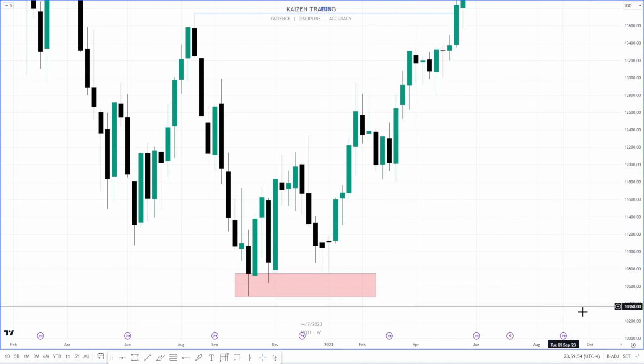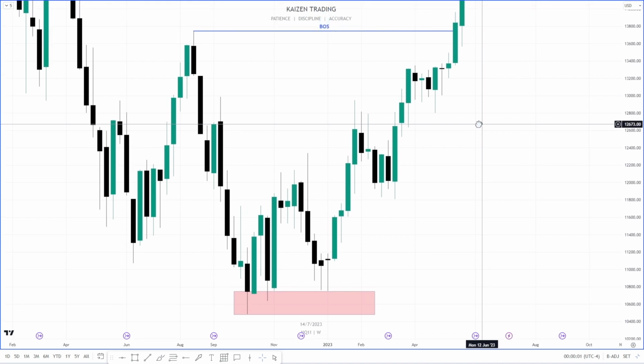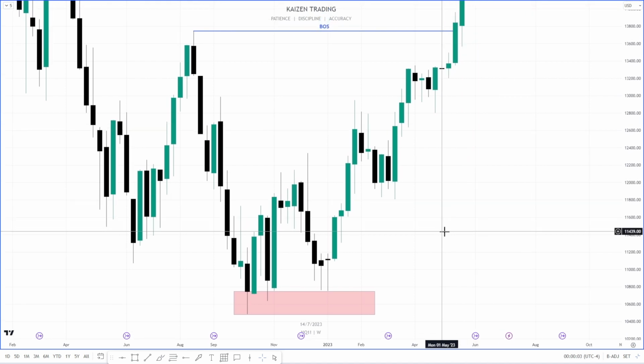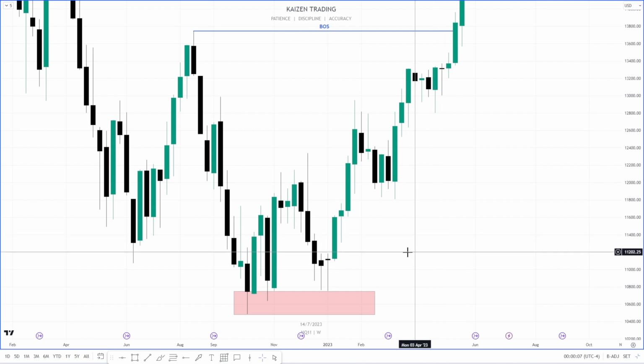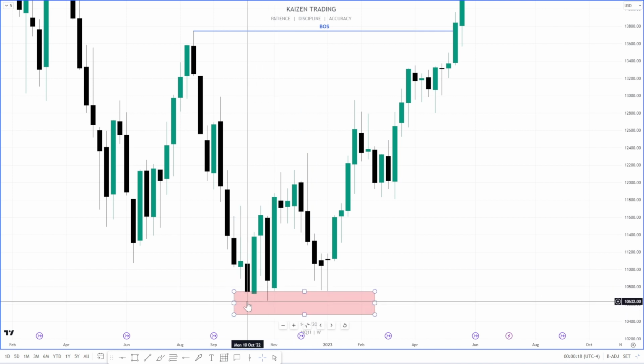We are going to go over some concepts where we're going to look at higher time frame meshing into lower time frame and what that means. And so we're going to give a few examples of different parts of the PD array matrix. We're going to take a look at this area from the end of 2022 going into 2023.